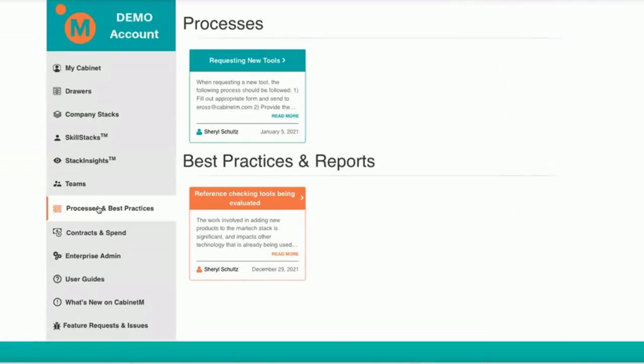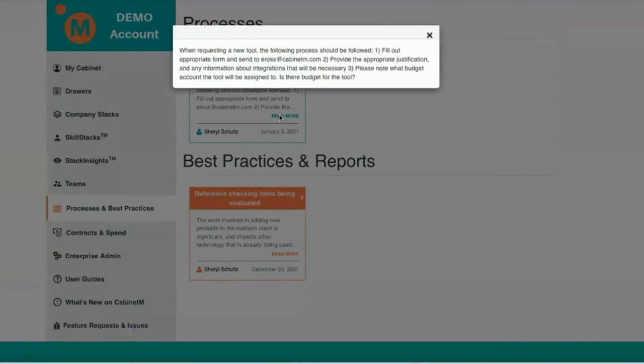Here are some examples of some processes inside of CabinetM. What do you do when you request a new tool? When requesting a new tool, the following process should be followed.